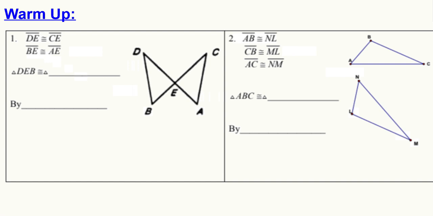So here we have two sets of problems. In our first triangle set, we know that segment DE is congruent to CE, BE is congruent to AE. Based on that given information, could you determine the triangle congruent statement and by what reasoning? Similarly, with number 2, you have your given information here. Based on that, can you complete the triangle congruent statement and the rationale behind it?